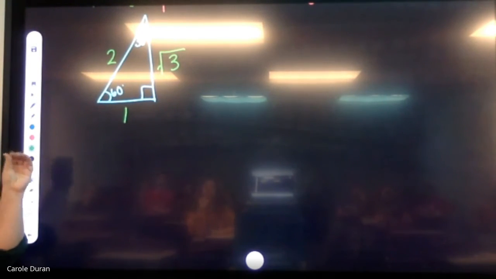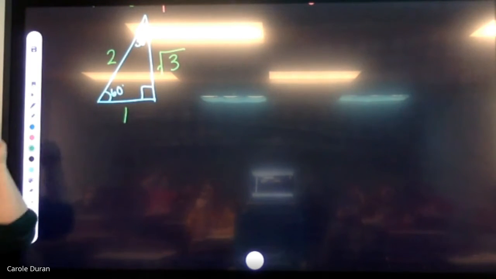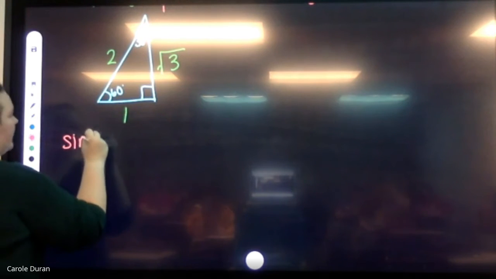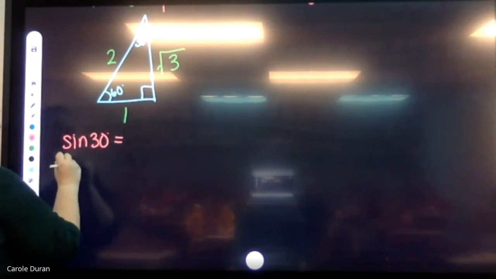So having this information, I want all 6 trig functions in terms of my 30-degree angle. So you're finding sine of 30, cosine of 30, tangent of 30, and so on.